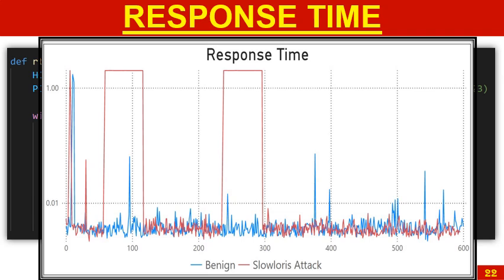Here, when we plot the response time on a graph for our quick experiment of 10 minutes, we see that there are two spikes in the maroon bar chart representing response time increase. These are exactly those times when the attack was mounted for a short duration on the server.